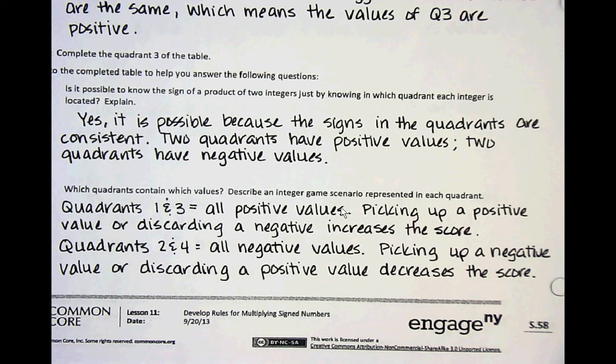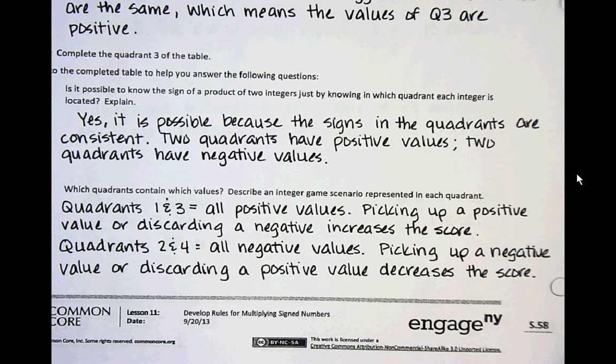Okay, this is a continuation of the first video. Apparently we ran out of room, so picking up where we left off, this was question G, where we were answering the question, which quadrants contain which values? Describe an integer game scenario represented in each quadrant.